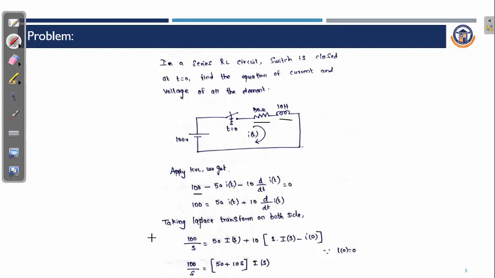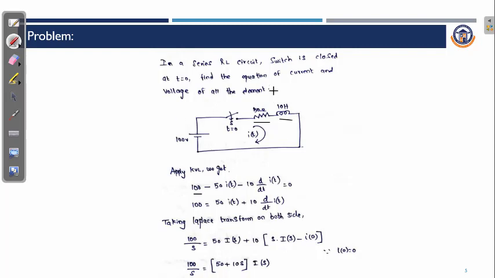The next step is to take the Laplace transform on both sides. For a constant, it becomes 1 by s in the formula, so 100 becomes 100 by s. I of t in the time domain is converted into the s domain as I of s. For d by dt of I of t, the formula is s into I of s minus I of 0, where I of 0 is the initial current.